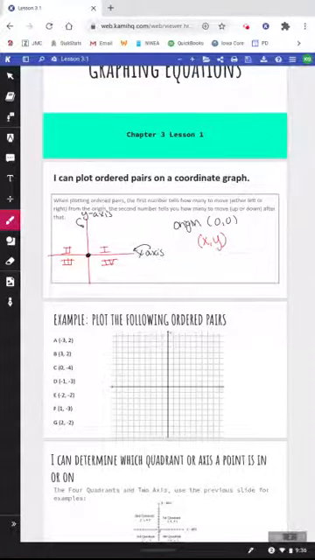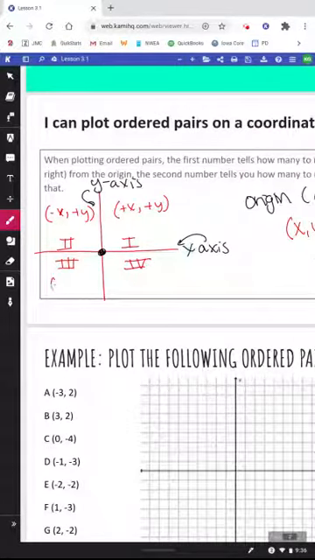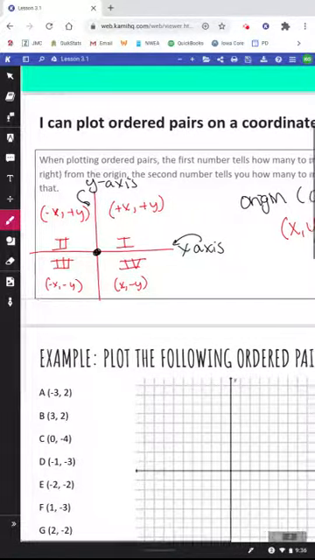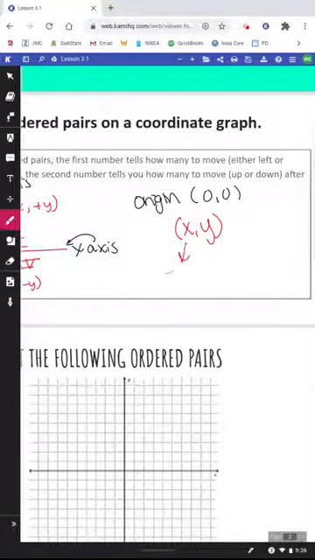And in quadrant 1, it's always a positive x, positive y. Quadrant 2, it's a negative x and a positive y. Quadrant 3, they're both negative. And quadrant 4, positive x and a negative y. So remember, the first number, the x, tells you left or right. And the second number, the y, tells you up or down.